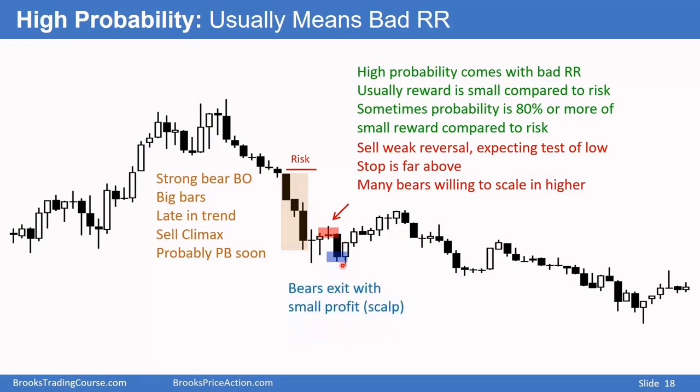And let's say he exited right here on the test of this low, on this big bear close. The math on that is actually decent. Your actual risk was small. Your reward is at least twice as big as your risk. And you ended up with a small profit, a scalp.